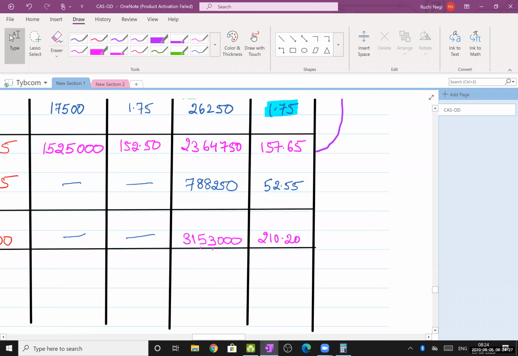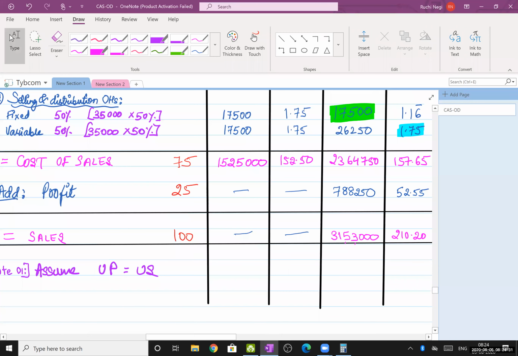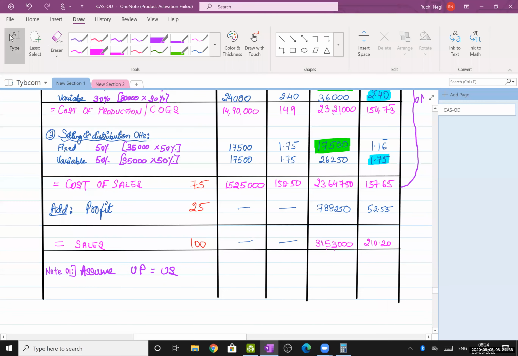Is the question clear? Okay. Good. Fine. Is the question clear? Acknowledge it in the chat box. Anyways, I'll be sending the screenshot. Acknowledge it in the chat box. Is the question clear to everyone?